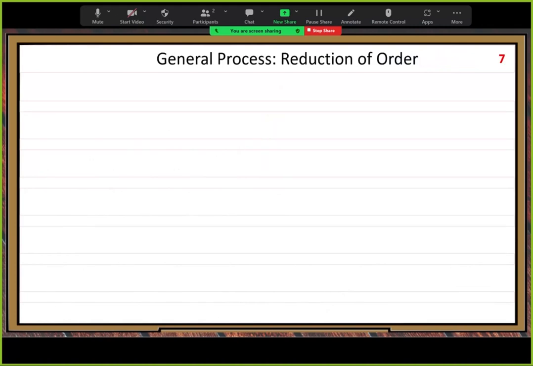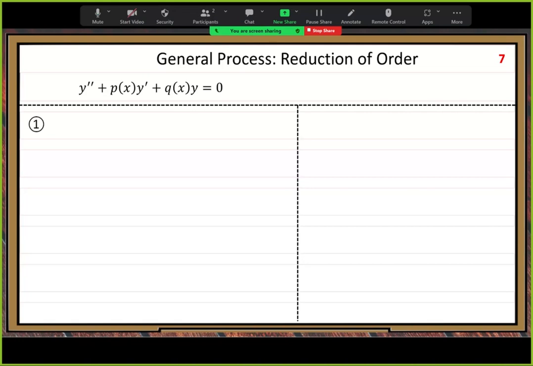Next, the general process of reduction of order. Because the previous one was just a special example. Here, let's move that idea to the general case.